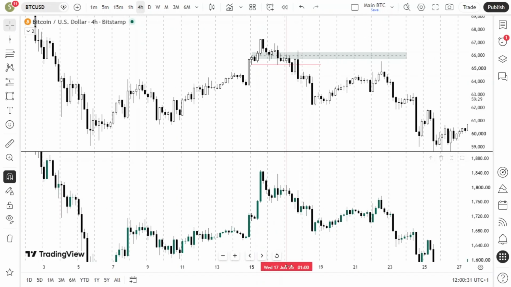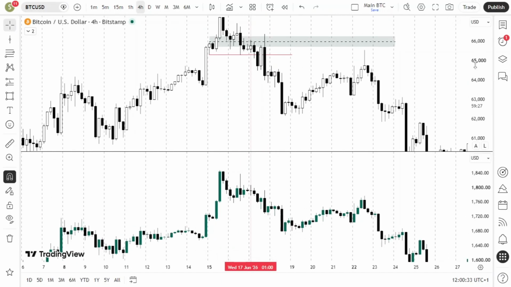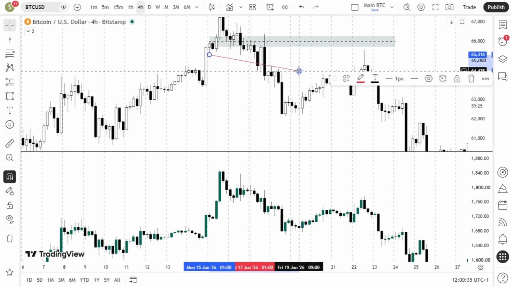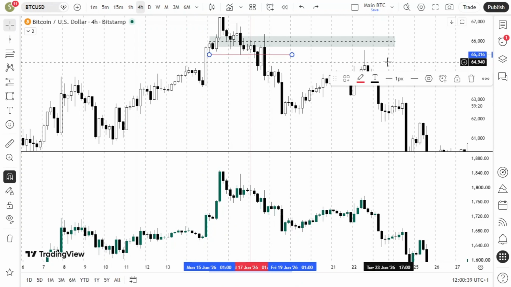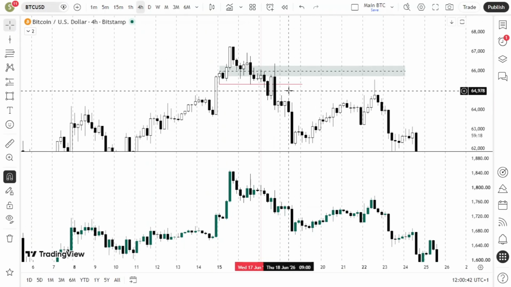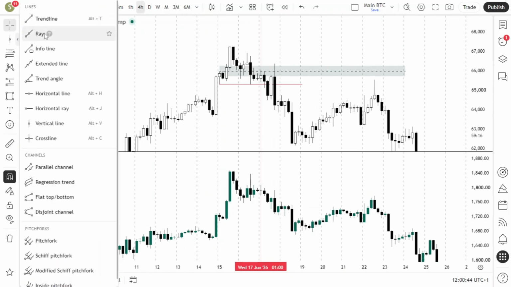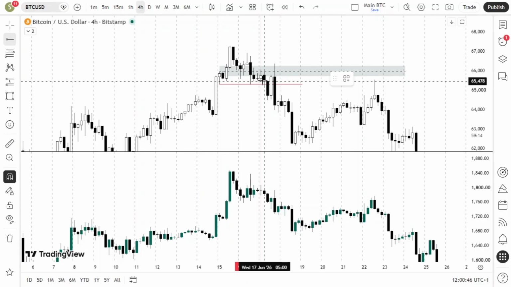So on Wednesday 17th of June, what are we supposed to do when we come to the marketplace? First and foremost, we mark out the opening price. So we mark out the opening price for that day. So let's mark out the daily opening price.